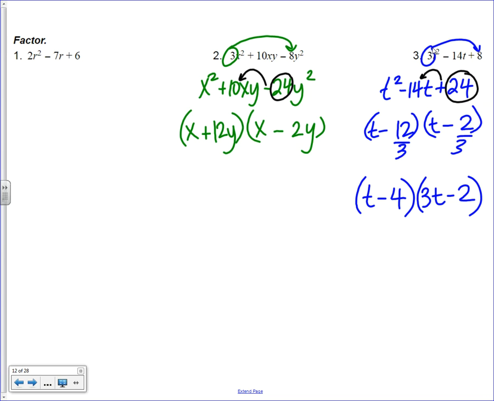Notice the positive in the middle there. All right. What was the original leading coefficient? 3. What is 12 divided by 3? Does 2 divide by 3? Does it reduce? No, so we're going to move that 3 to the front and get 3x minus 2y.